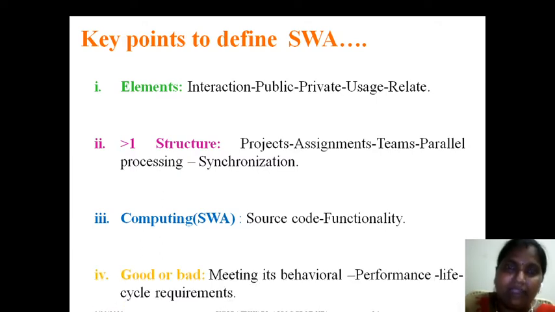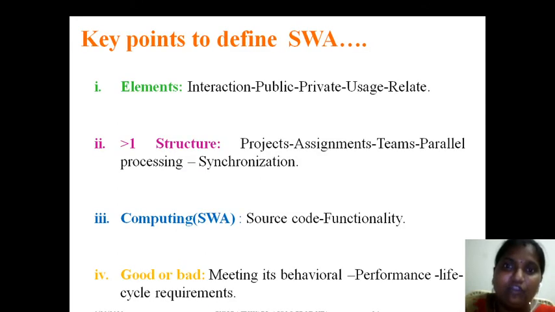Last one, good or bad. Finally, after defining all the concepts, we have to judge whether your architecture is good or bad. How can you know? Finally, only after getting the product can we know, but before the product we have to identify the functionality of each element, for example in terms of performance and life cycle requirements, how it is going to perform. If you are going to do a simulation of the model, then we can check whether you get better output or not. Okay, next one, finally.